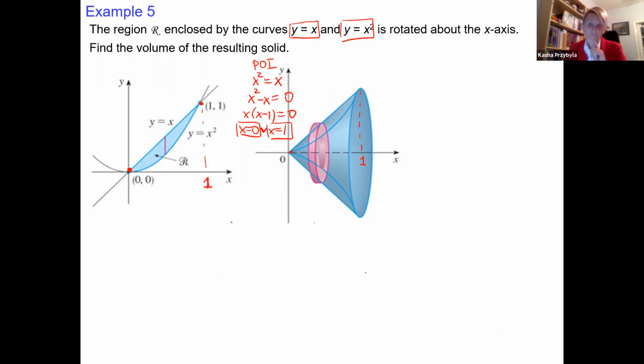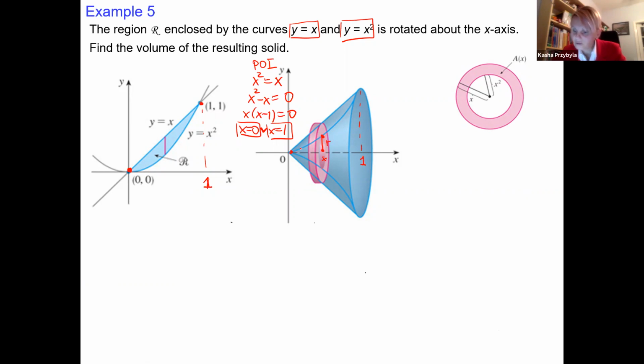It's a washer. For the washer, we need to identify the outer radius and the inner radius. Let me draw here, because the inner radius is this one. We need that radius, the small one. And this is defined for x between 0 and 1.